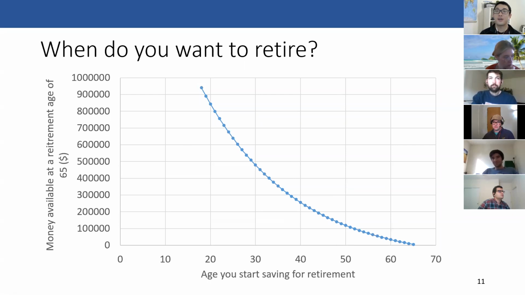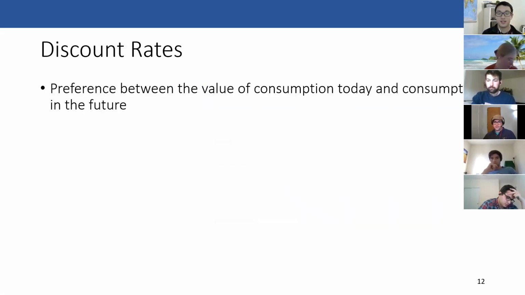Okay, so all of these things about money changing in value over time, having to do with either inflation or the value associated with borrowing or loaning money, it is often conflated, but it is related to this more central premise of discounting, which is the preference between the value of consumption today and consumption in the future.